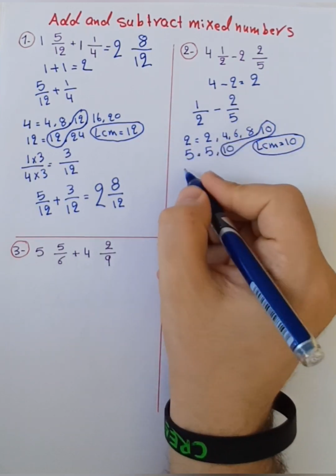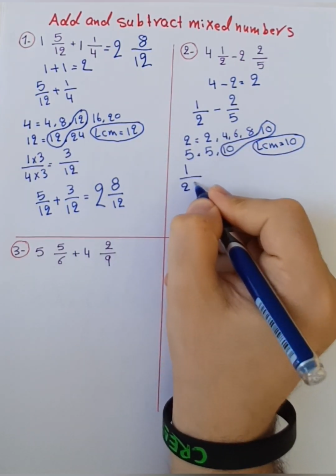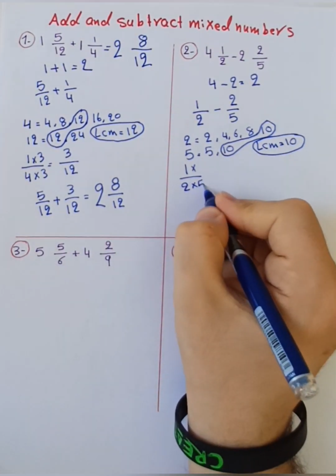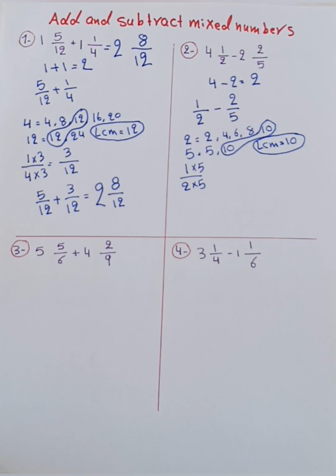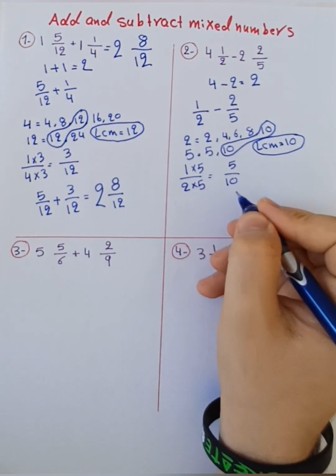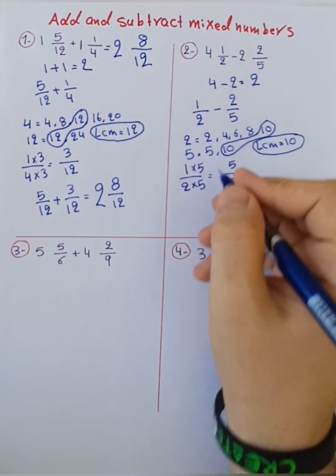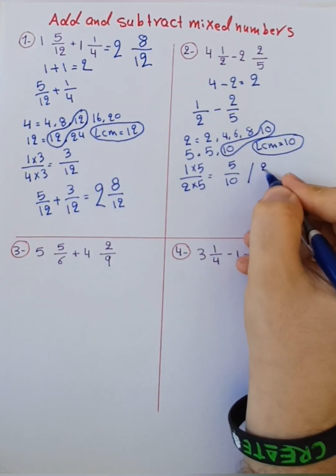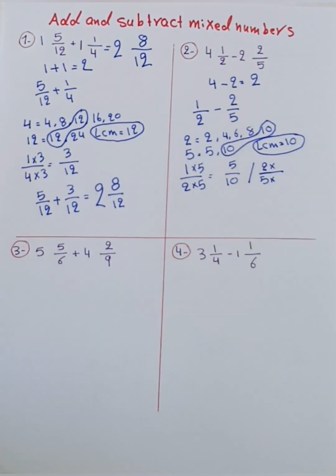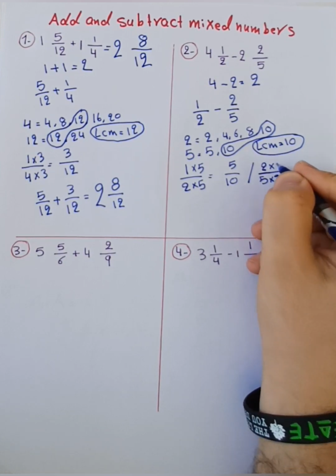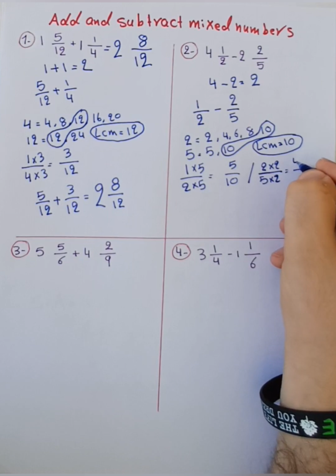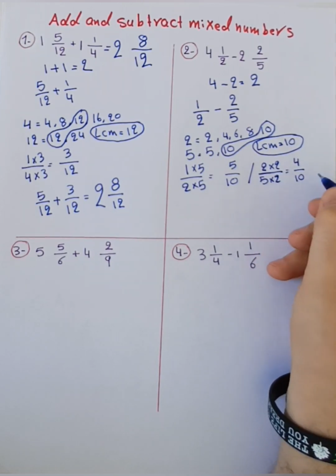multiplying. The first fraction we have 1 out of 2. We have to think, 2 times what number equal to 10? Times 5. We have to multiply both numbers by 5. 1 times 5 is 5, 2 times 5 is 10. The second fraction we have 2 out of 5. We have to think, 5 times which number equal to 10? Times 2. We have to multiply both numerator and denominator by 2. 2 times 2 is 4. 5 times 2 is 10.